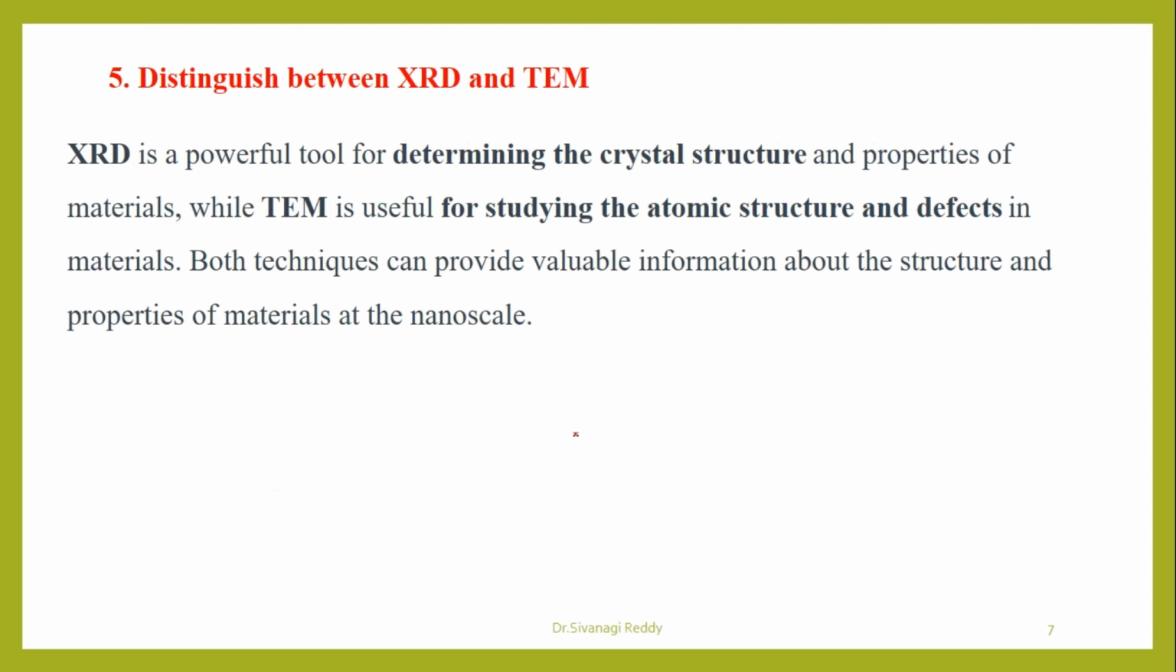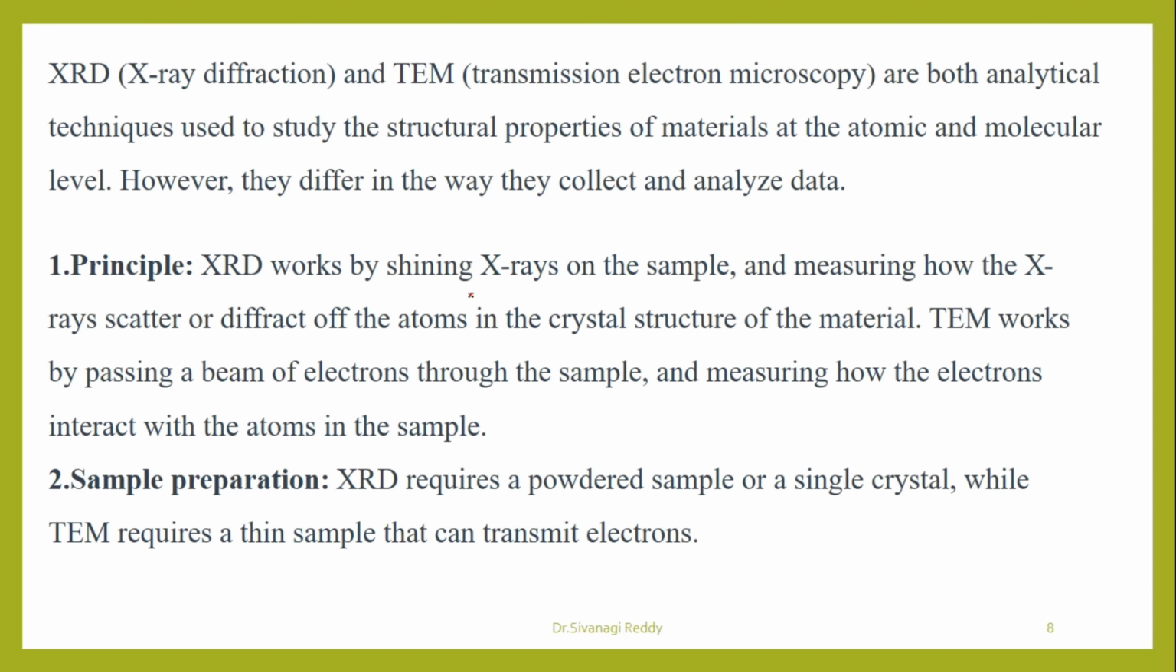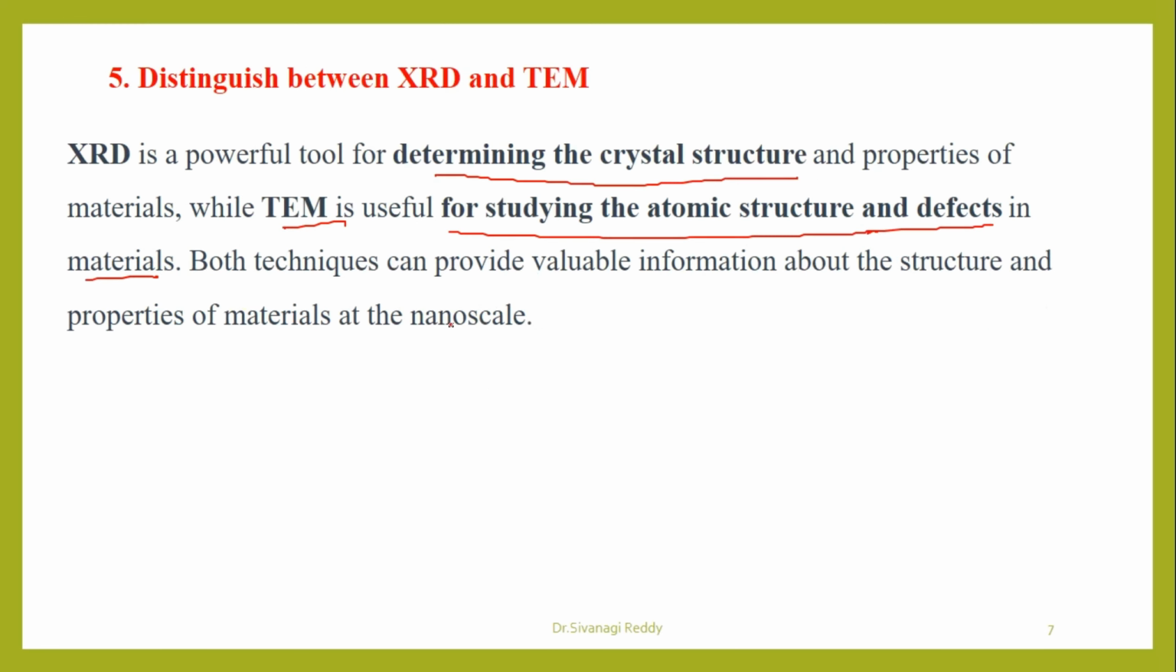Then what is the distinction between XRD and TEM? XRD is typically used for determining the crystal structure, whereas TEM is useful for studying the atomic structure and defects in the materials. Both techniques provide valuable information about the structure and properties of materials at the nanoscale. For bulk materials we can also do XRD. For TEM, we have to make the sample very thin. If it is asked for 1 mark, up to here is sufficient.